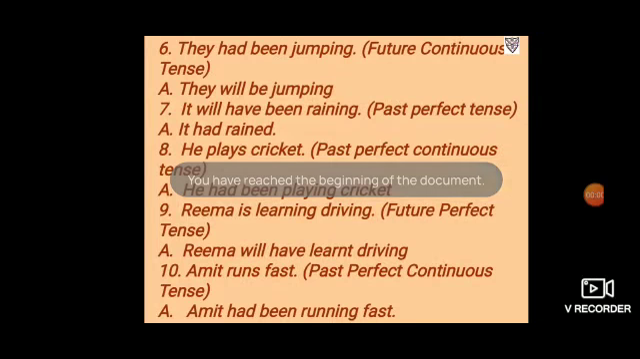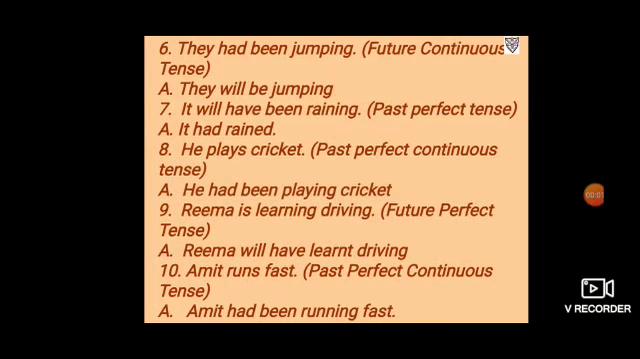Now, number 6, they had been jumping. So the verb given here is had been jumping, that is past perfect continuous. This you're supposed to change to future continuous. So future continuous should be will or shall plus be and verb ing. So it will be they will be jumping. Why have I taken will? Because they is the third person pronoun. Number 7, it will have been raining. Now will have been raining is the verb. This is in future perfect continuous tense. You have to use past perfect, that is had, and the verb in its third form. So you will write it had rained.